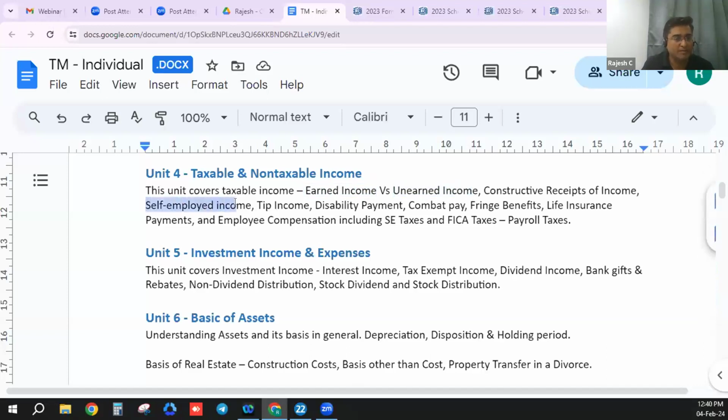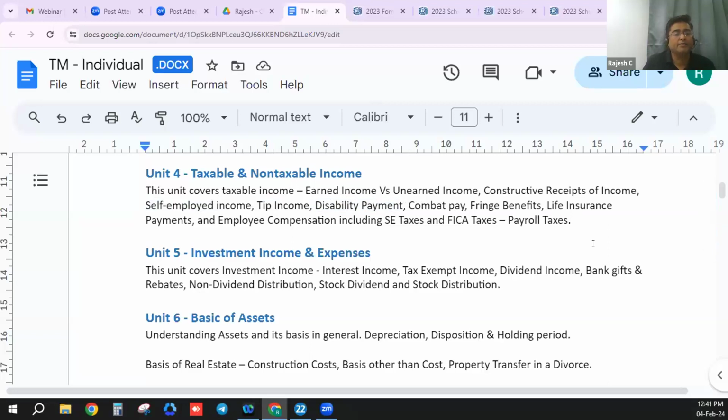Other examples include constructive receipt of income, self-employed income, the person having a small business, and disability payments. If you are disabled and you receive a disability income, it is called disability payments. There are also comeback pay, fringe benefits, and life insurance payments. We will learn each of these details in this module about taxable and non-taxable income.